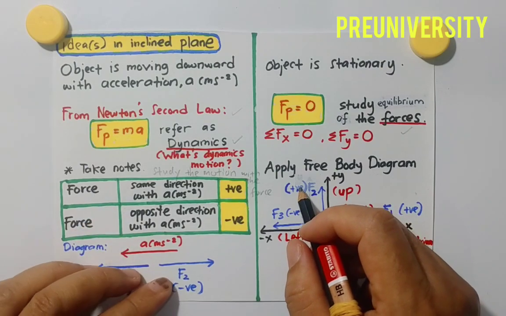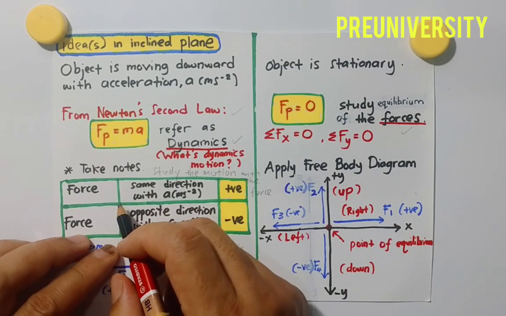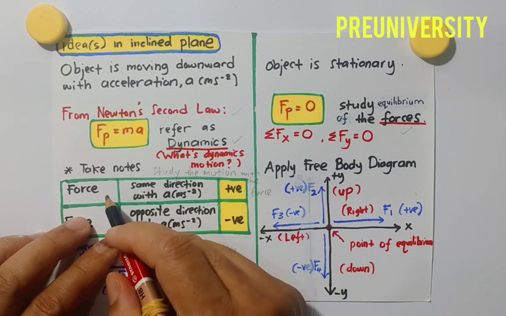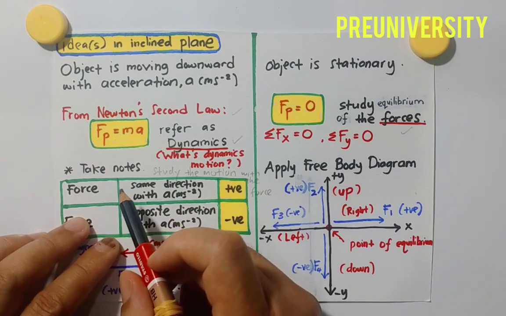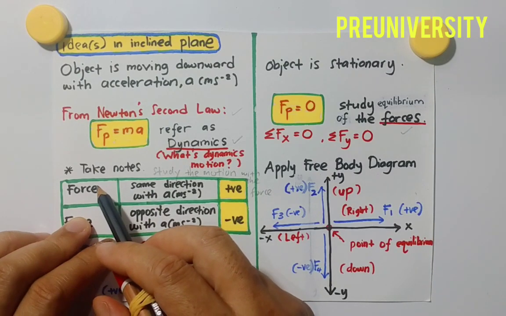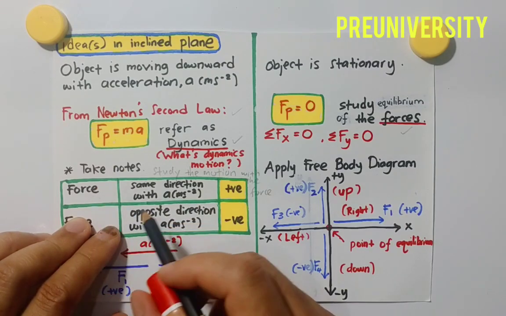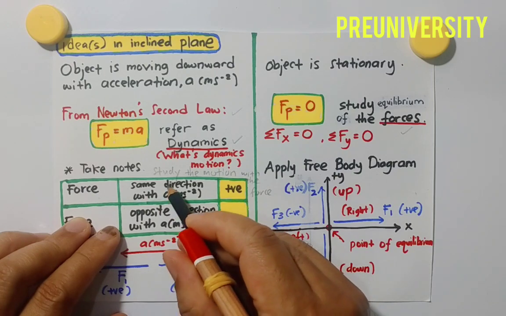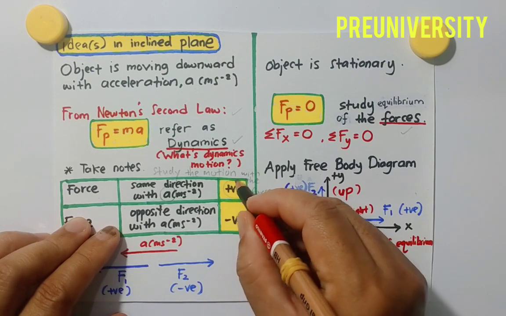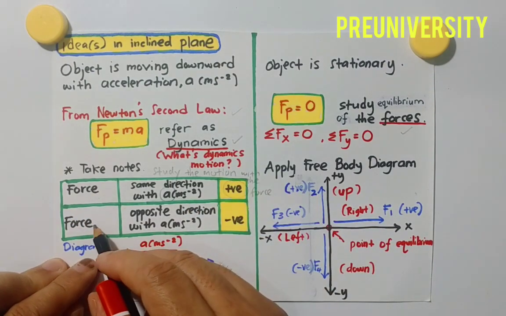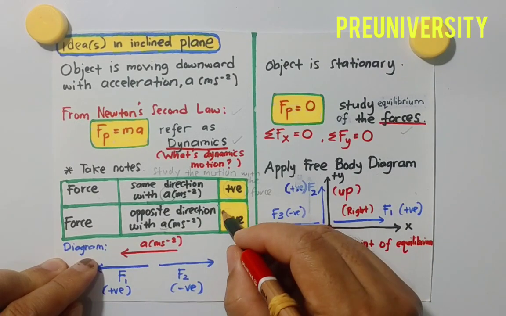Before we continue, there are some important notes here. In order to solve problems in dynamics, we normally use this concept. If the force is in the same direction as the acceleration, we take it as positive. If the force is in the opposite direction to A, we take it as negative.